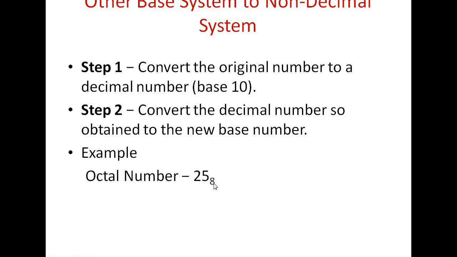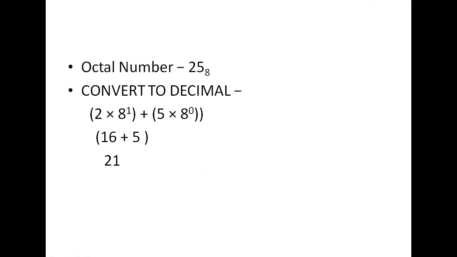Base is 8. Then the numbers are from 0 to 7. So how can I convert? Now first convert this octal number to decimal number system. Octal to decimal means multiplied by 8 to power. I have already told you.